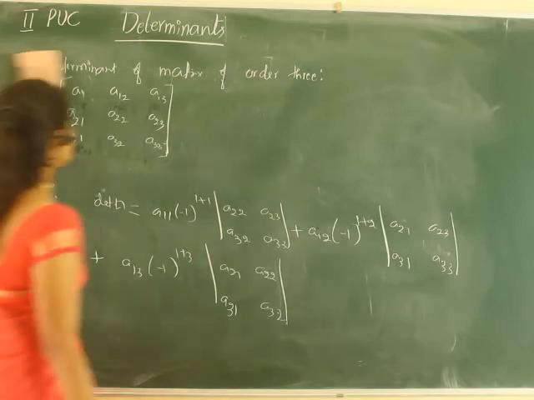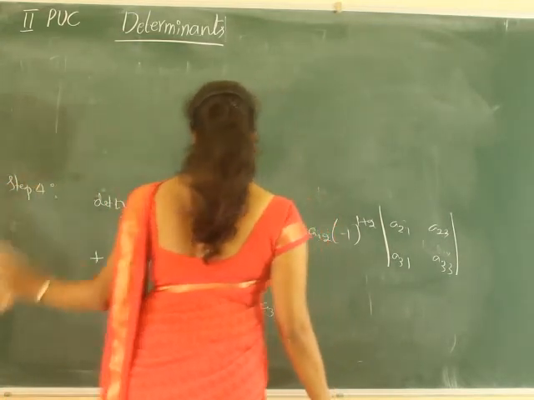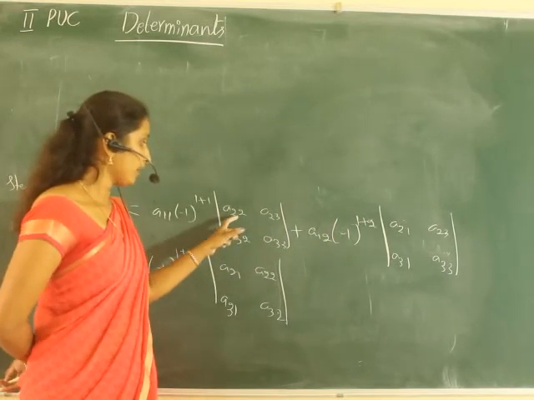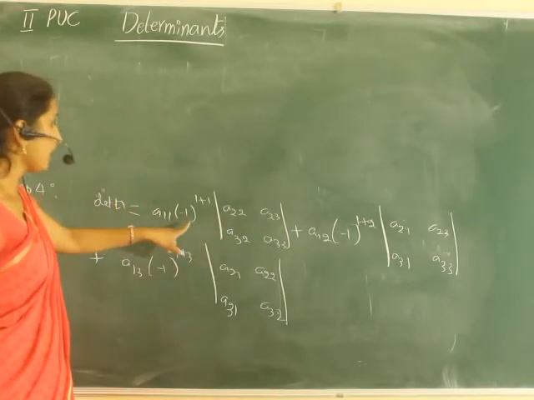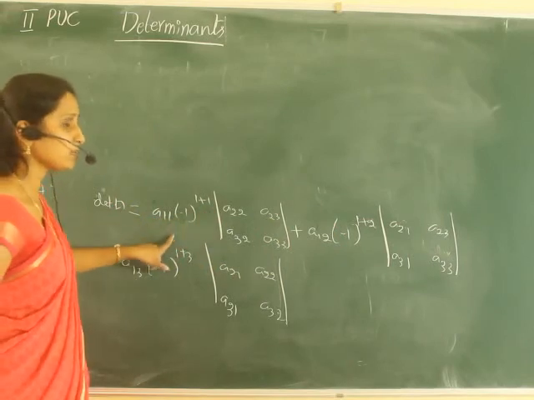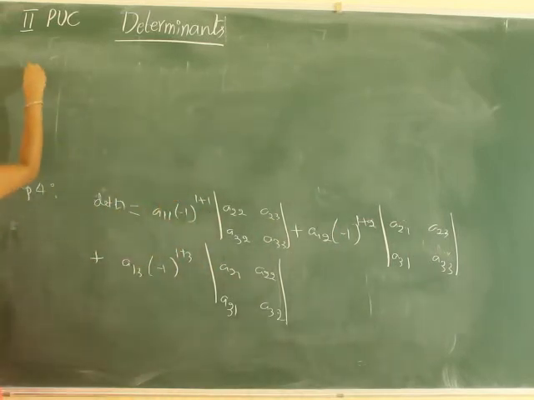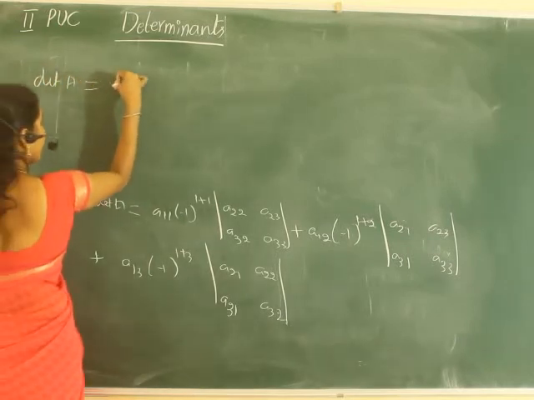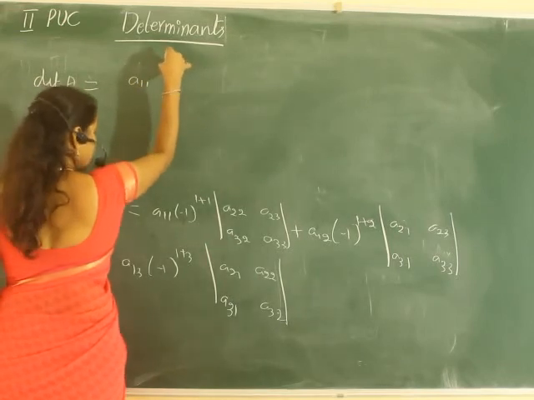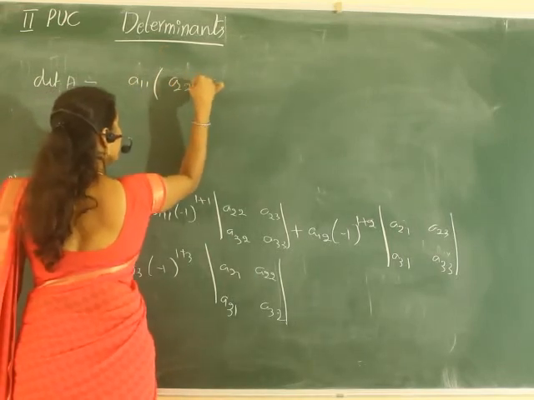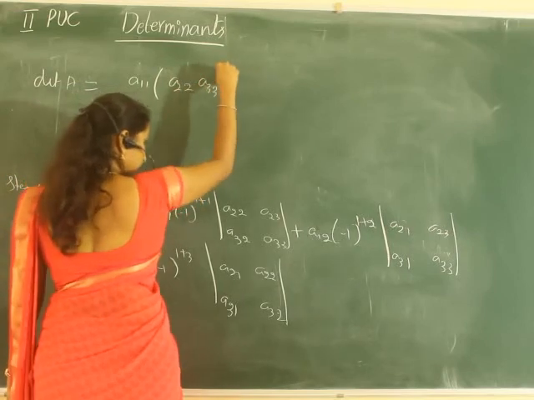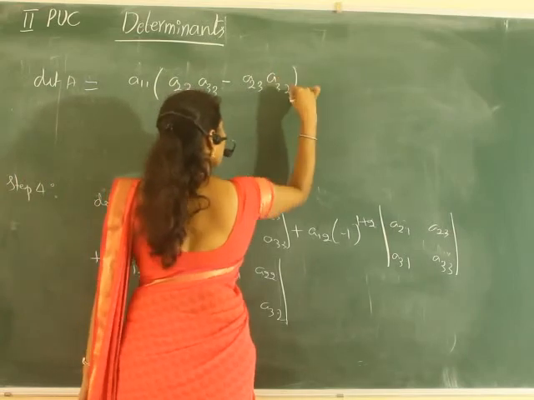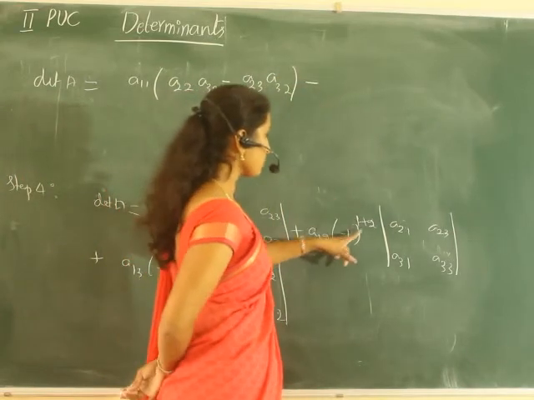Now I can simplify this. I know how to find the determinant of a 2 by 2 by cross multiplying, like A22 into A23 and so on. I also know the value of minus 1 to the power of the sum of indices. So the determinant of A is equal to A11 into (A22 A33 minus A23 A32). This will be minus because minus 1 to the power 3 is minus.